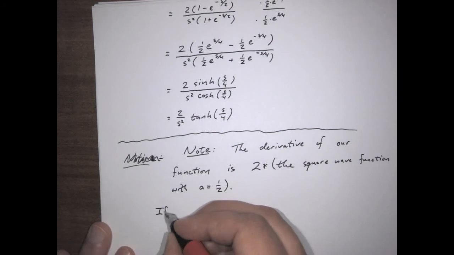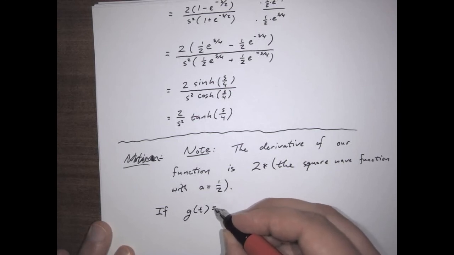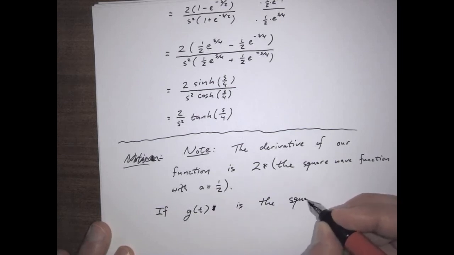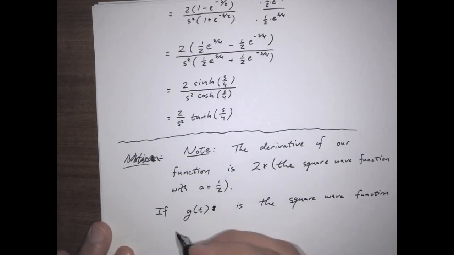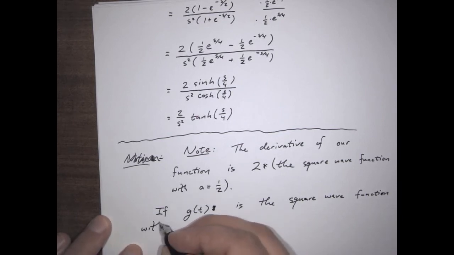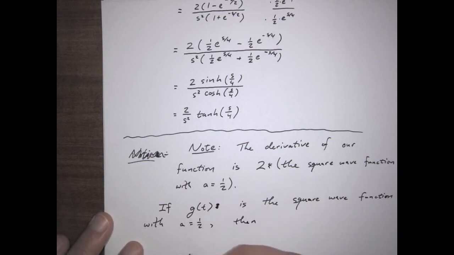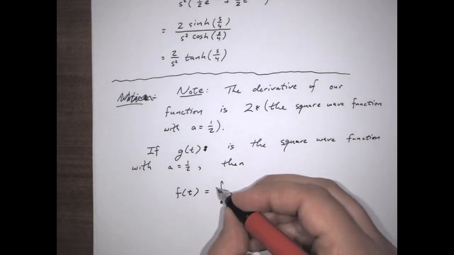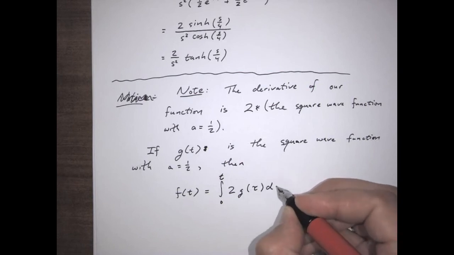So if g of t is the square wave function, just to keep us from having to write this out, sometimes it's abbreviated SW, with a equals 1/2, then f of t is equal to the integral from 0 to t of 2 times g of tau d tau.